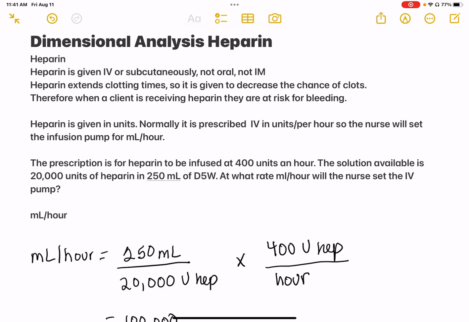So heparin is given in units when it's prescribed IV. Many times it's in units per hour. So the nurse will set the infusion pump for milliliters an hour. So the prescription for heparin to be infused is at 400 units an hour. And the solution available is 20,000 units of heparin in 250 milliliters of D5W. And the question comes, what rate or mLs per hour will the nurse set the IV pump for?